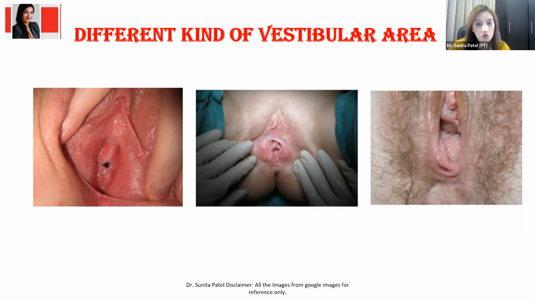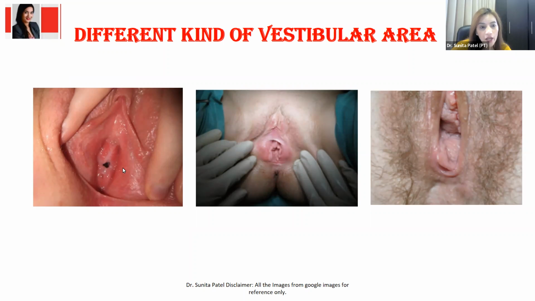Okay, so I also showed you yesterday how there can be different vestibular areas you can see in different females as per the aging, and as per the activities they are involved in. So this is the first part, very healthy structures you can see. In this, this is a clitoral hood, this is a labia minora, labia majora, the urethral opening is not visible that much, and this whole smooth vestibule.